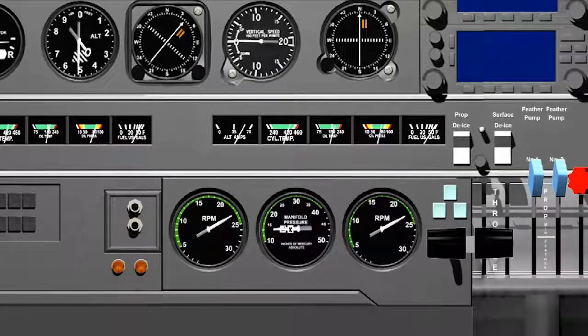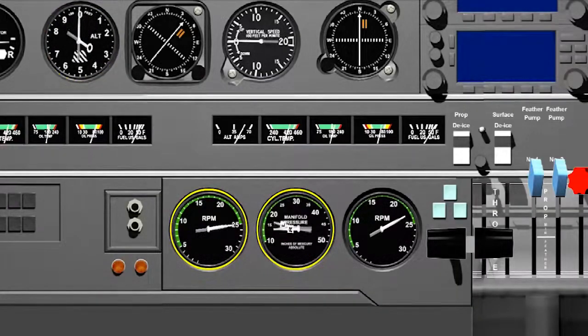When the constant speed unit senses that the RPM is as has been selected, the system remains in a static state. However, any change in airspeed, altitude, or engine power setting will result in a tendency to either increase RPM above or decrease RPM below the value selected.